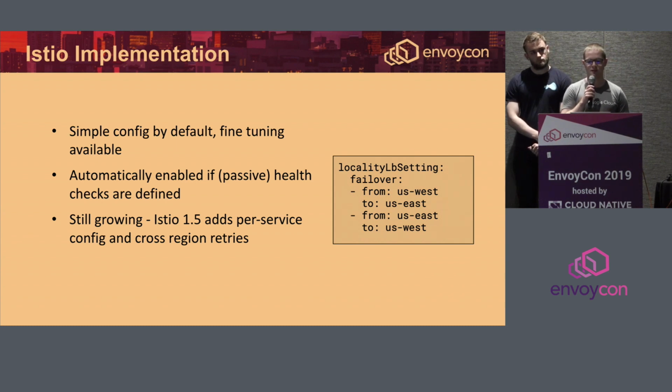Another thing we're hoping to add is cross-region retries. So rather than waiting for endpoints to be marked unhealthy, we'll start actually spilling over on the retry level. And Snow will talk a bit more about that as well.